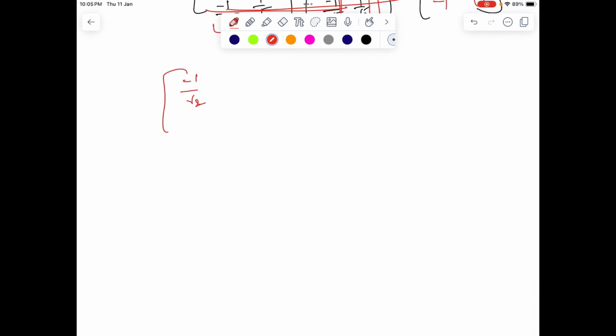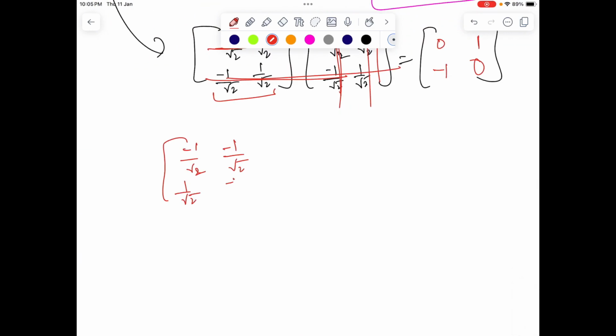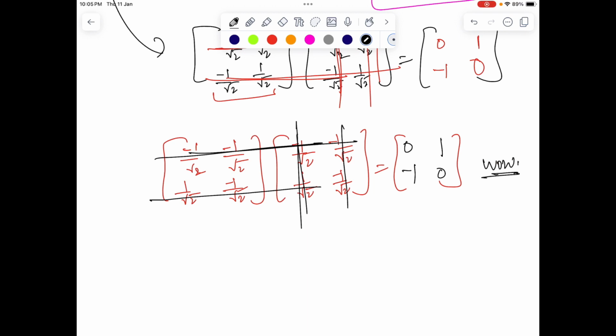Let's try the second solution. So minus 1 by root 2, minus 1 by root 2, and then we have 1 by root 2 and minus 1 by root 2. Let's multiply this with the same matrix. And what you get is a surprising result. So now again, this into this, that guy simply dies. The second one gives you 1. The third one gives you minus 1, and the fourth one is dead. And wow, that's such a crazy result.